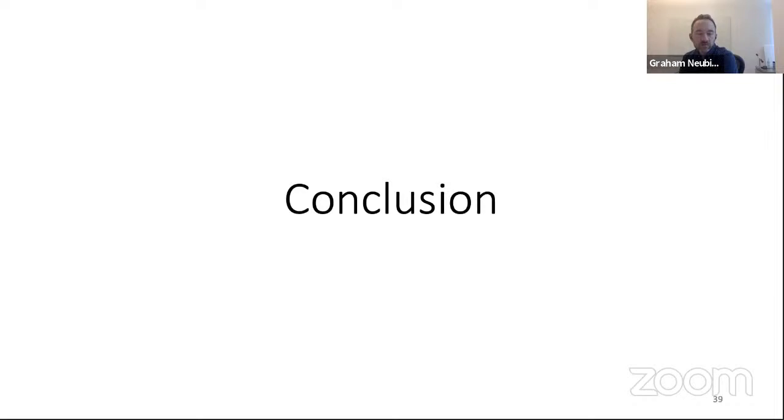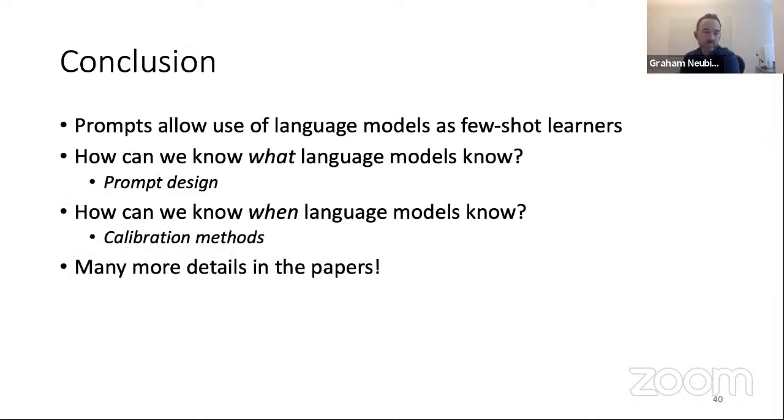Okay, so that's the conclusion of what I wanted to talk about this time. So we basically talked about prompts allowing the use of language models as few-shot learners, how we can know what language models know through prompt design, and how we can know when language models know through calibration methods. There are many more details in the papers that I talked about, and I'd be happy to discuss more, take any questions, and hope they look interesting to you.